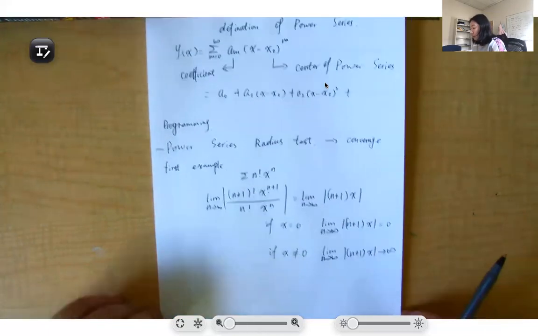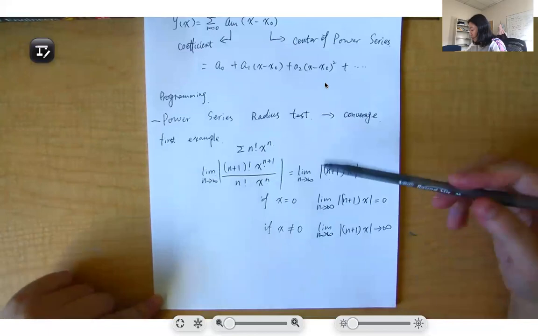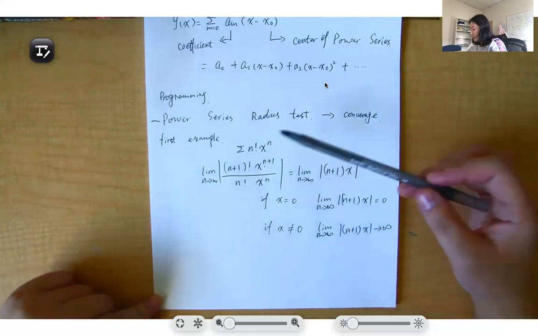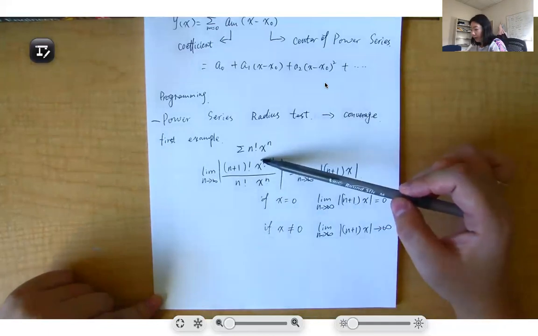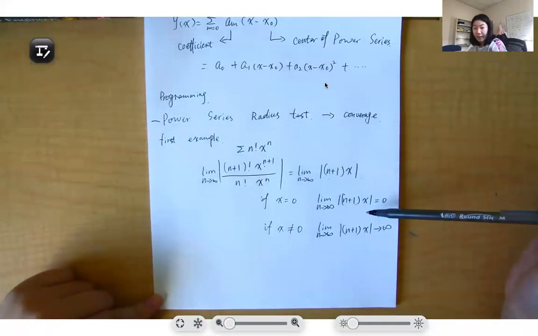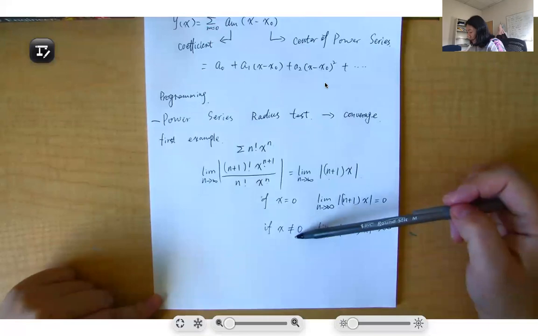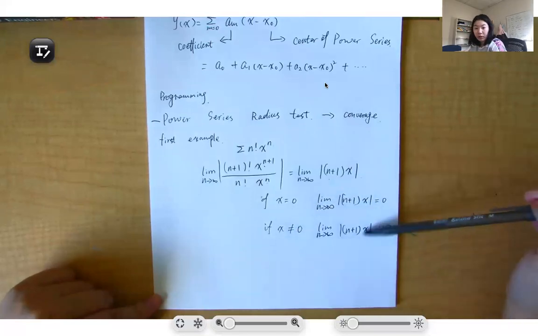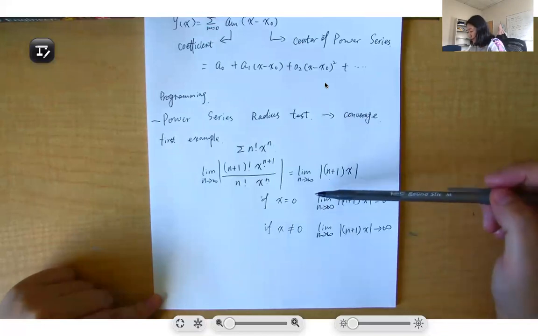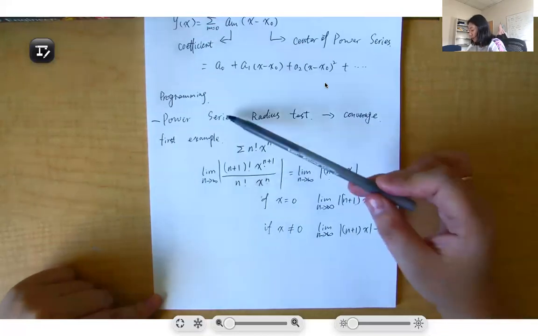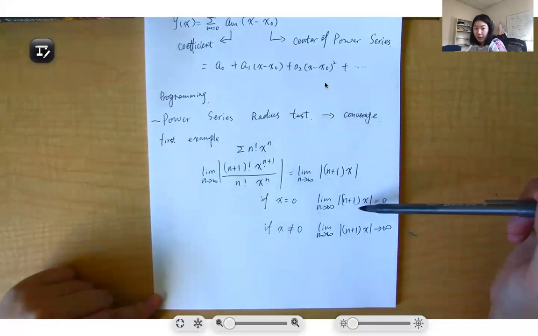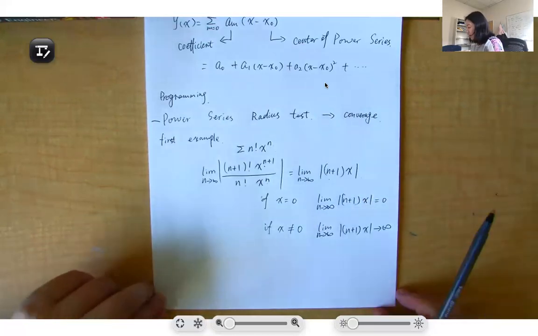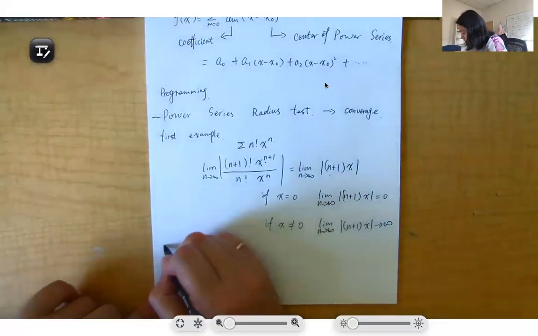So for this problem, there is a condition. When your x equals 0, then this whole term will converge. But if your x is any other number besides 0, it won't converge. So you have to check this power series. If x equals 0, you can program. If x is not 0, you couldn't program. Okay. Then let's make another example, the second example.